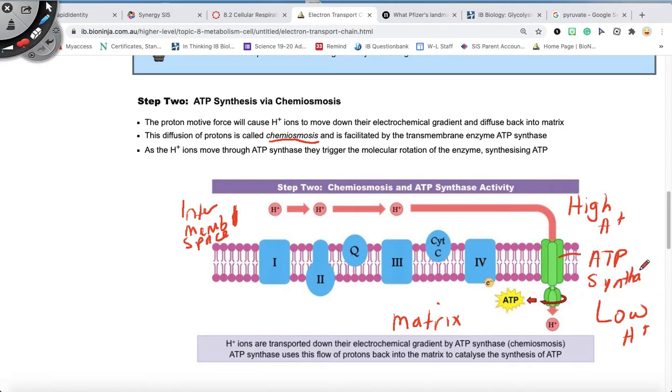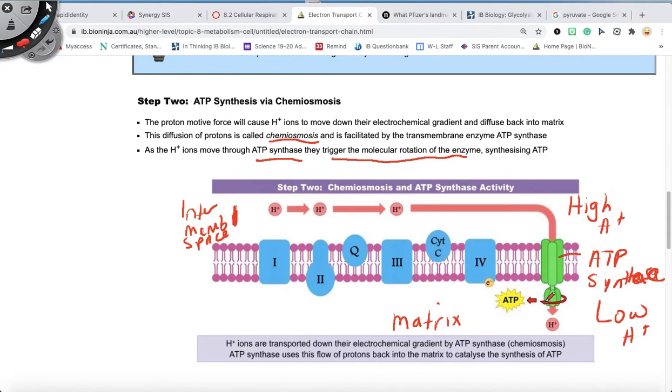ATP synthase. Sorry, I can't spell. Synthase. All right, ATP synthase, here it is. As the hydrogen ions diffuse through ATP synthase, they trigger the molecular rotation of the enzyme. So this protein, this ATP synthase, is an enzyme.